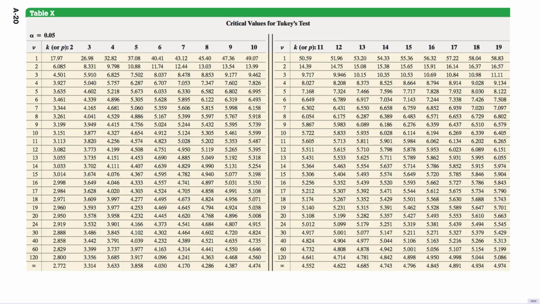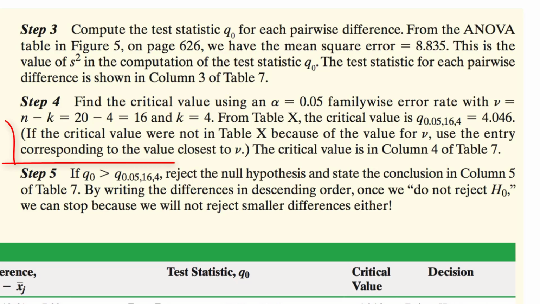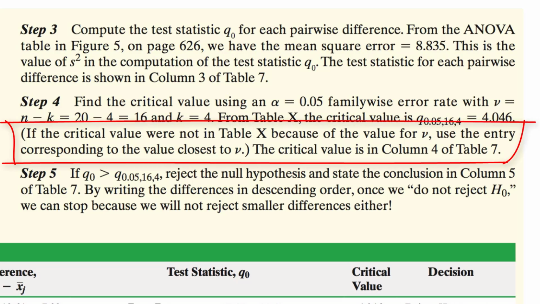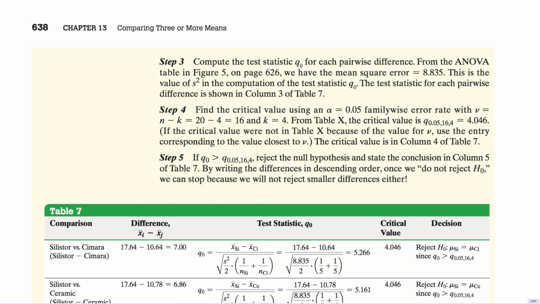And so it begs a question. Let's say, for example, you were working on a problem where you happen to have something like 45 observations. And so which value would you be using for your degrees of freedom? Take a look. Notice it says under step 4, if the critical value were not in table 10 because of the value for V, use the entry corresponding to the value closest. So for the example that we were talking about, let's say we had 45 degrees of freedom, something like that.